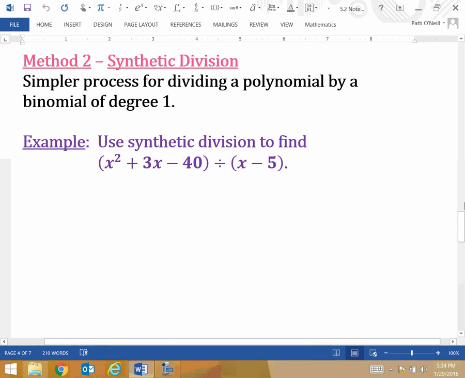This second method, which is called synthetic division, is what we would much rather deal with when we're dividing a polynomial by a binomial. The only thing is that the binomial in this situation has to have a degree of 1. And that's what we saw in the past 2 examples. So we have to make sure that the power on the divisor, the degree, is equal to 1. We can't have a squared, we can't have a cubed, we can't have a negative 1 in there. It's got to be a 1.